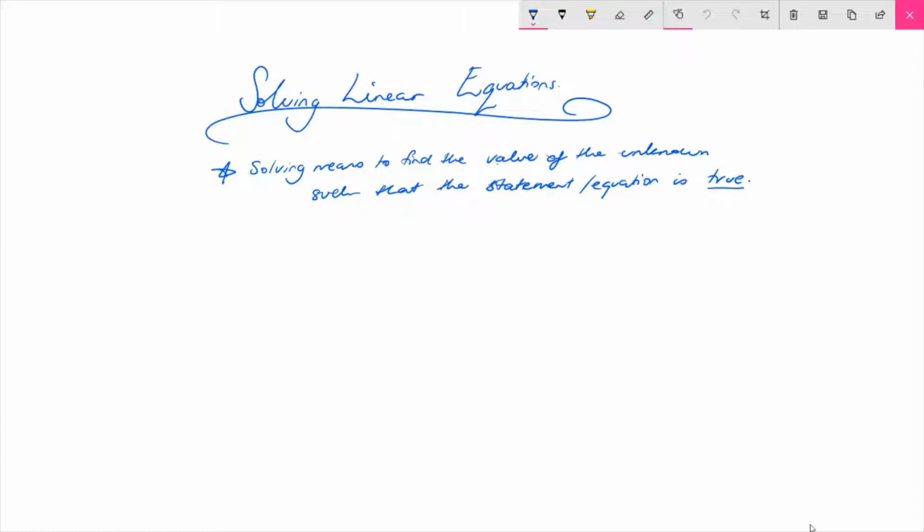Now we've had a bit of a look at linear equations in the past and we've seen that they take the form of something like this, where we have an unknown and different operations are happening to that unknown, and it might be equal to something. Now, solving means to find the value of the unknown such that the statement or the equation is true. Let's have a look at these two examples.